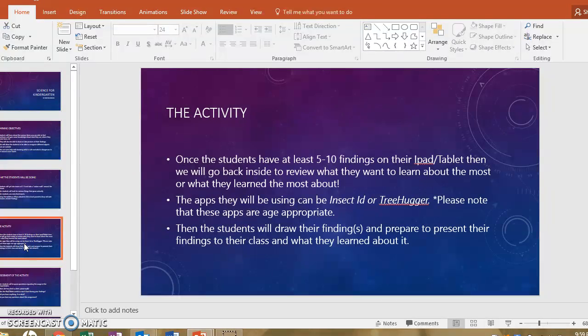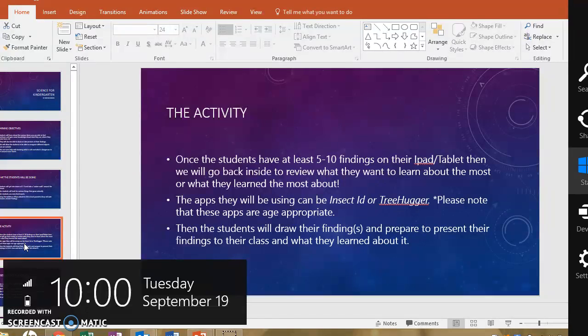The activity. Once the students have at least 5 to 10 findings on their iPad or tablet, then we will go back inside to review what they want to learn about the most, or what they learned the most about. The apps they will be using can be Insect ID or Tree Hugger. Please know that these apps are age appropriate for kindergarten.